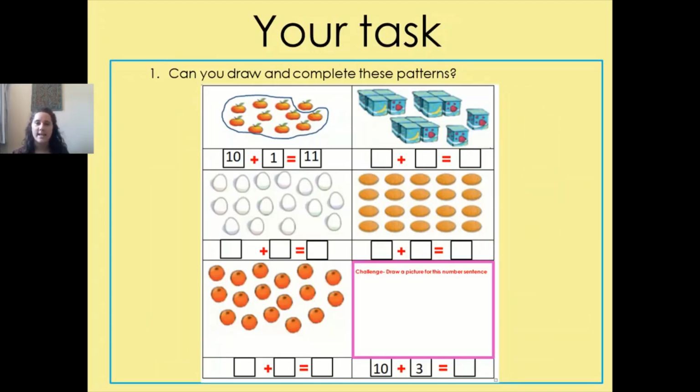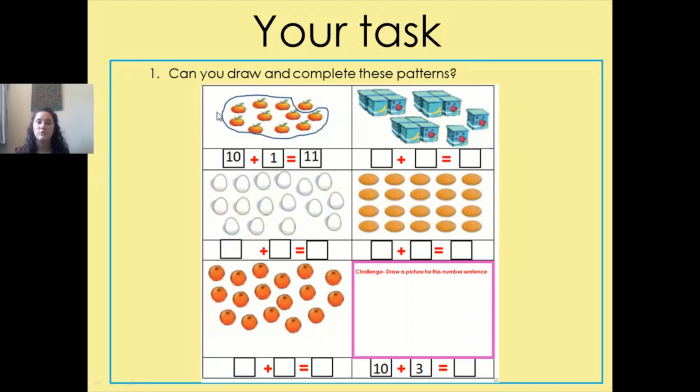Your task for today is to copy the pictures here into your workbook. Put a ring around a group of 10 and then see how many ones are left. Then write a number sentence for this. You can see that I've done the first one for you.